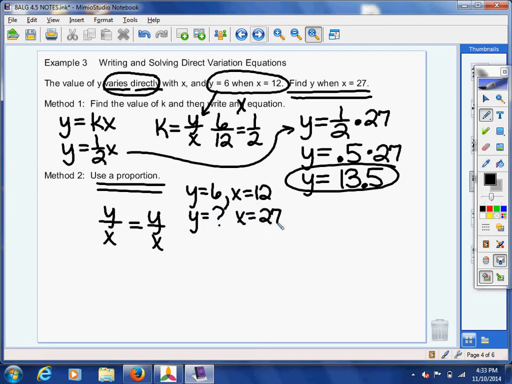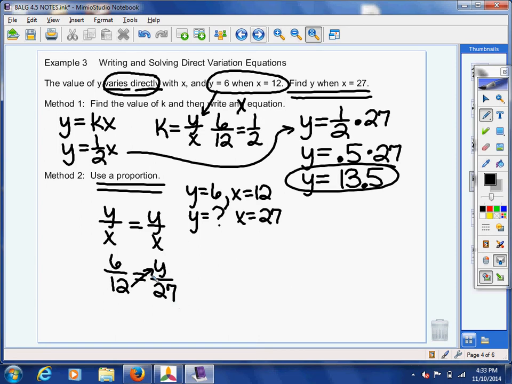You could make a proportion out of that and solve for y that way. So let's give that a try. Let's do 6 over 12, so there's that first information, and we're going to set that equal to y over 27. Now if you have your calculator, pull that out, and we're going to cross multiply. Whenever you have a proportion, you cross multiply.